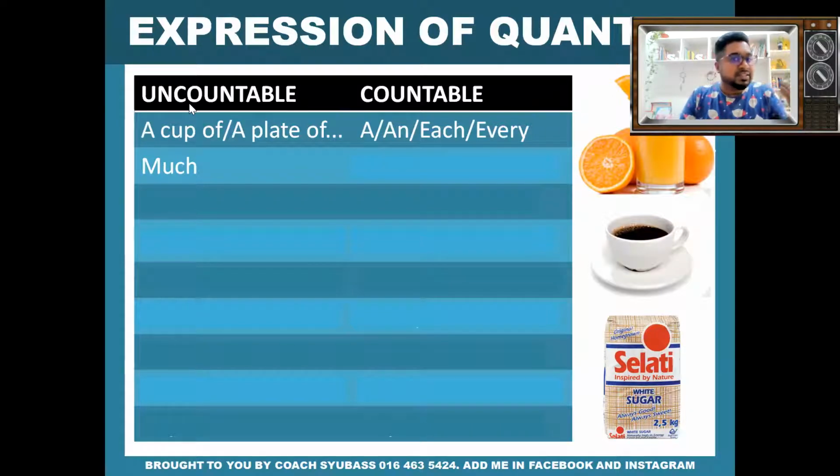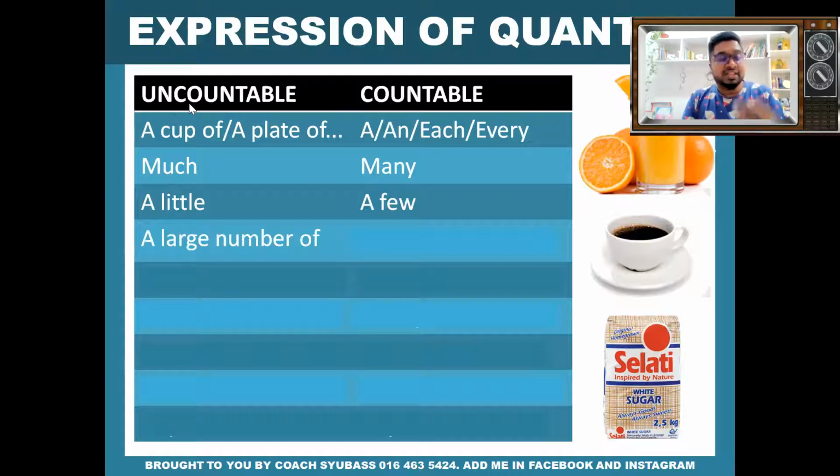So for uncountable, just now we saw an example, a few examples. I used much, okay, banyak. Untuk boleh kira kita guna many, alright. And then for uncountable, we can use a little. I showed you some example. For countable, we use a few. It means the same, sedikit. I've given you a couple of examples. A large number of, dalam satu kuantiti yang besar. Okay. A great deal of.